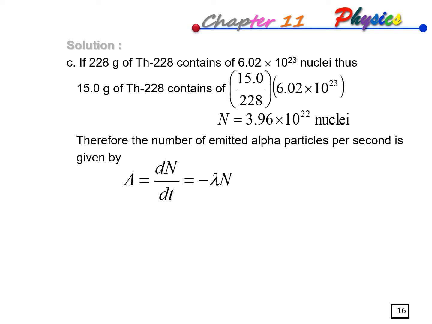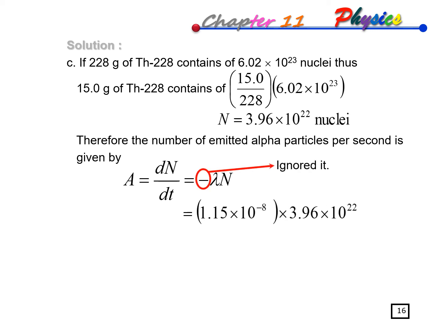Okay, so based on the amount of atoms that we have, we can determine the activity, which means decays per second. We can ignore the negative sign, so it shows the decay: decay constant multiplied by the number of atoms. We end up with the activity, which is equivalent to 4.55 times 10 to the power of 14 alpha particles per second.